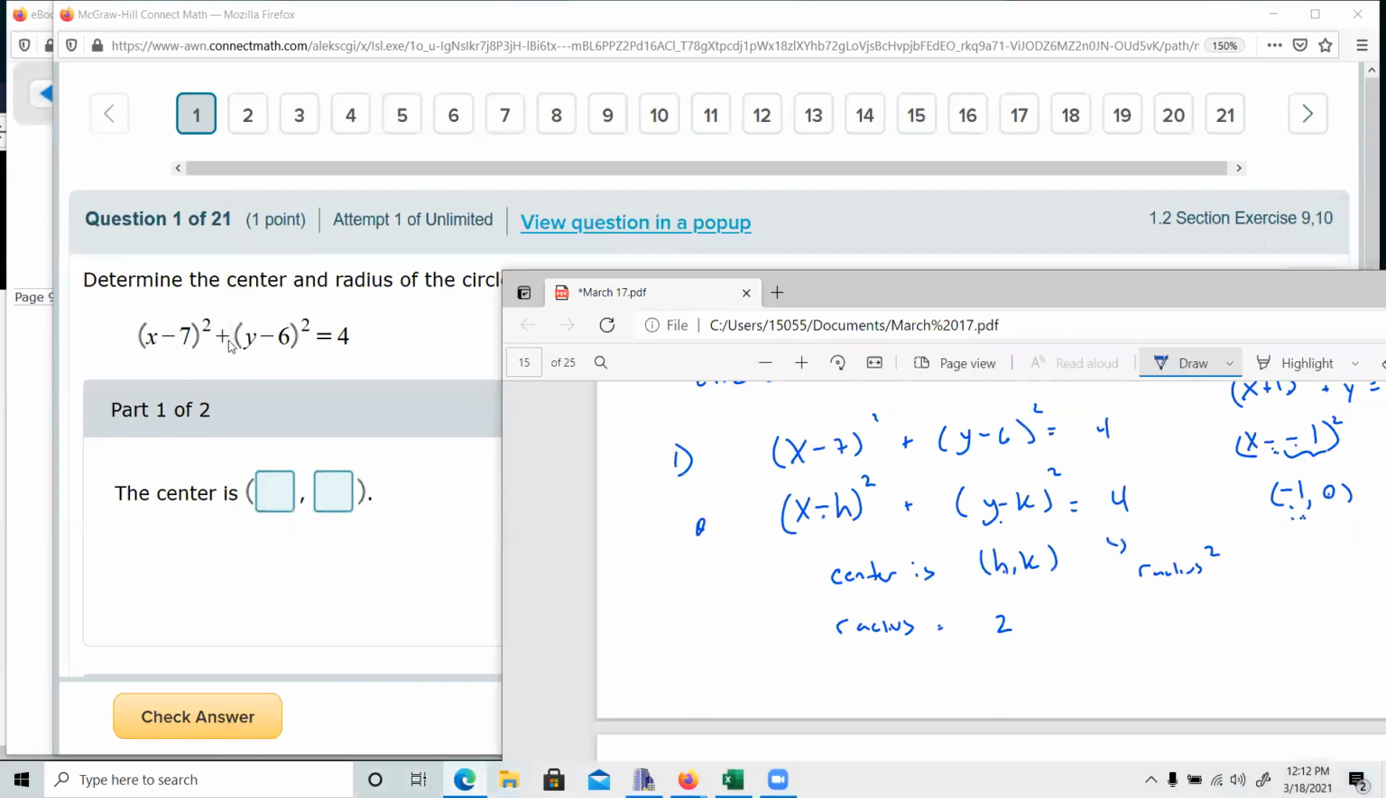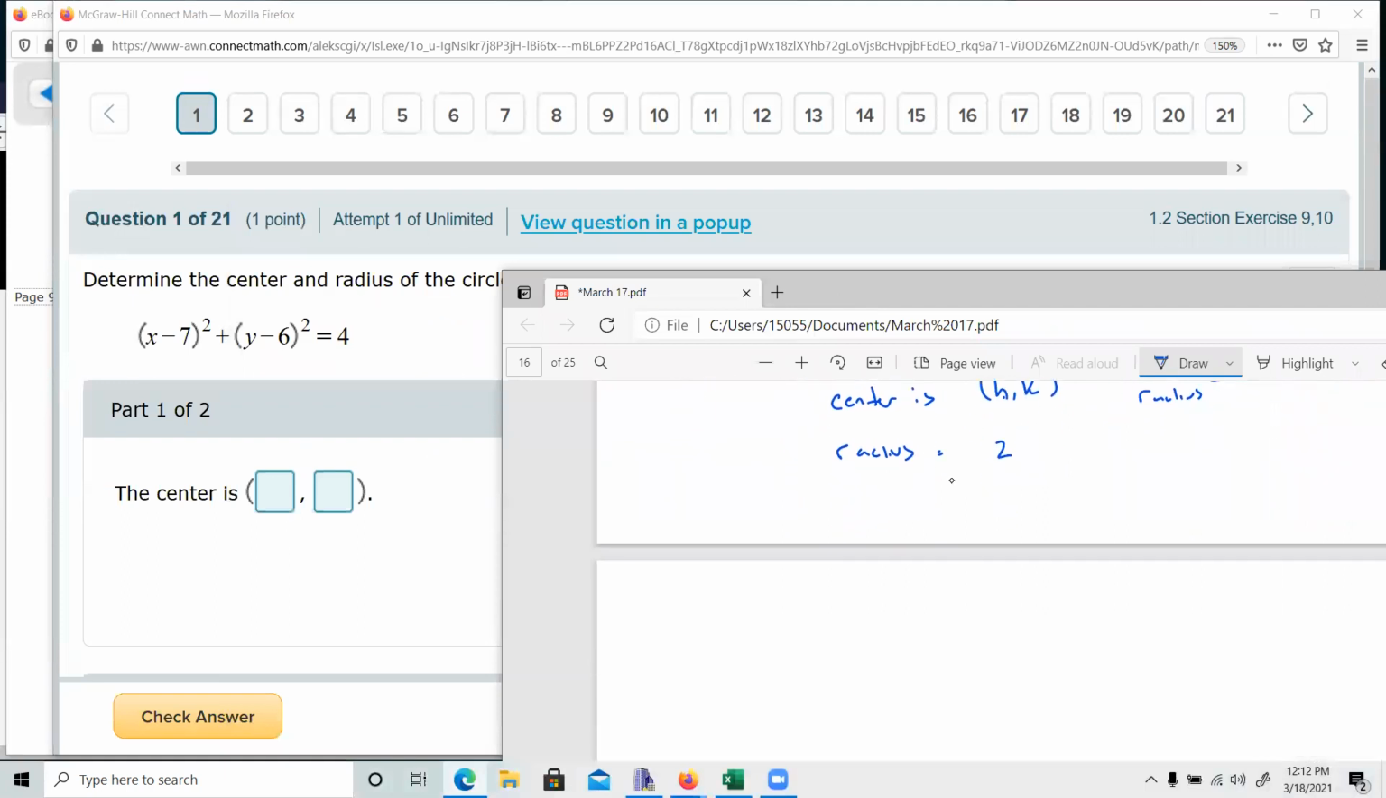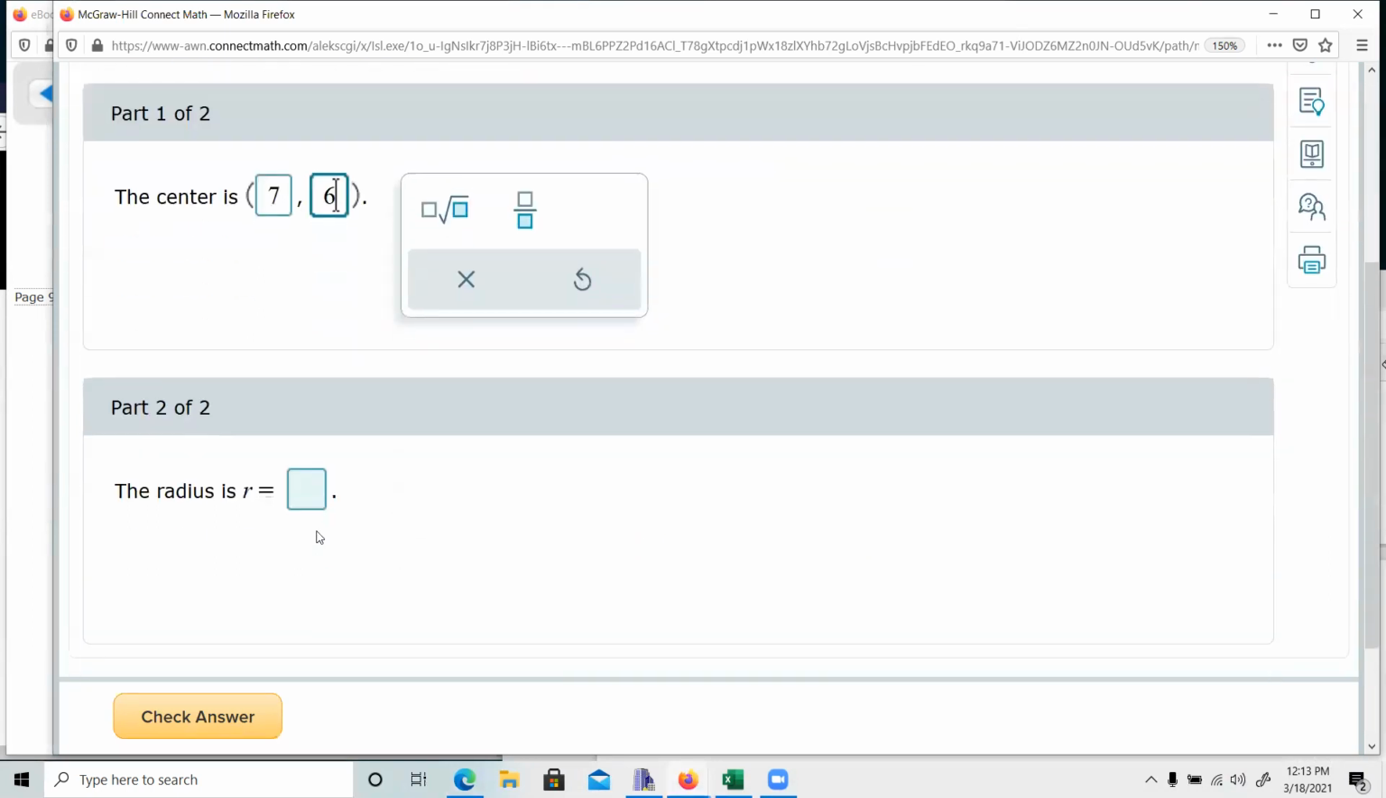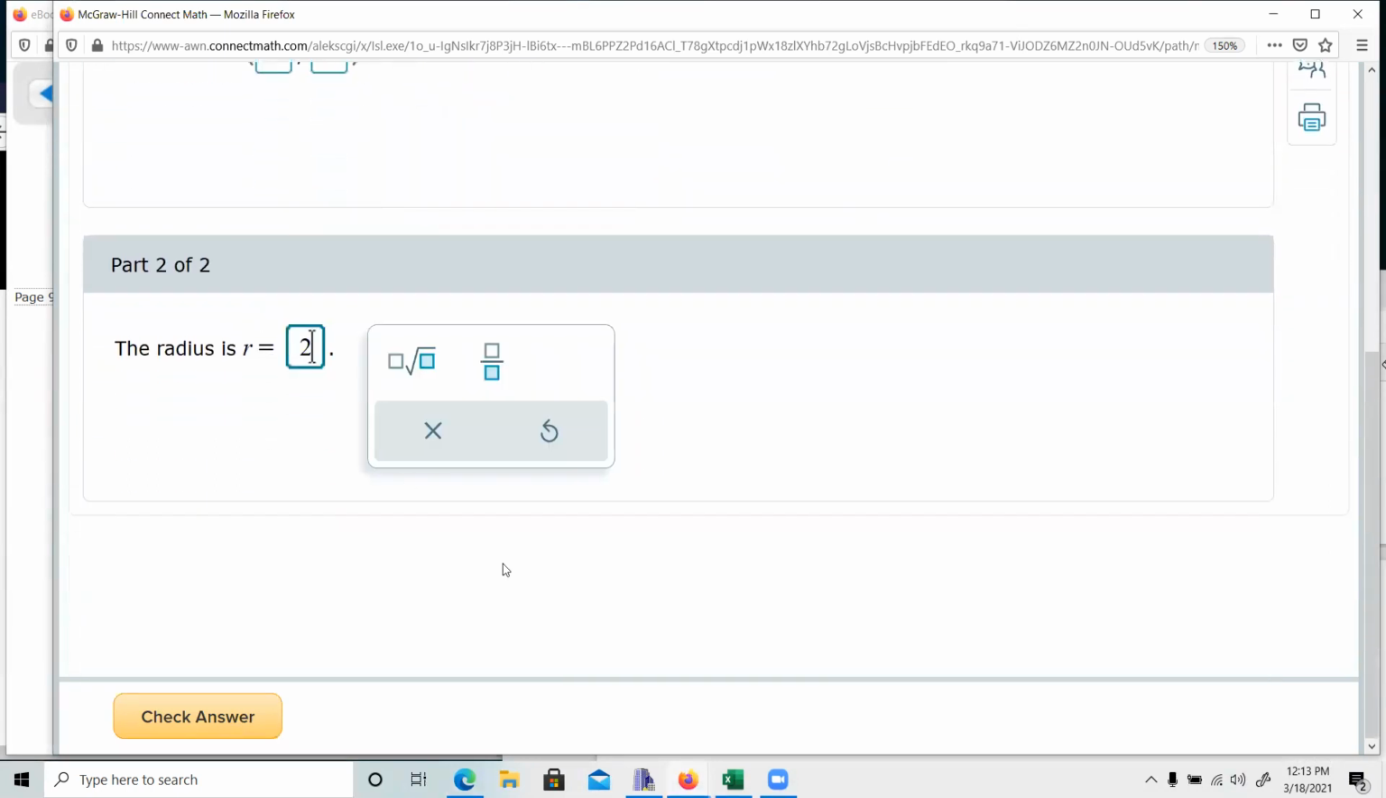So let's see here. All they want to know for this one is the center. That's not so bad, we just read this one off. (x − 7)² + (y − 6)² = 4. The center is just (7, 6), and my radius is 2. So my center is (7, 6). Oh, that's 76. You're not going to play with that today. And then part 2, radius is 2.